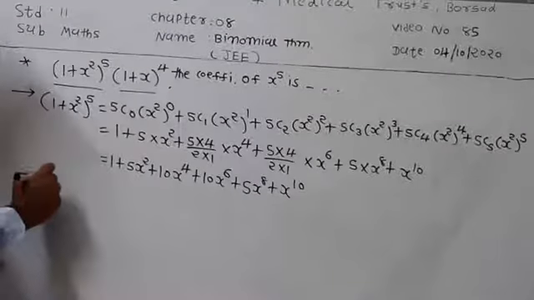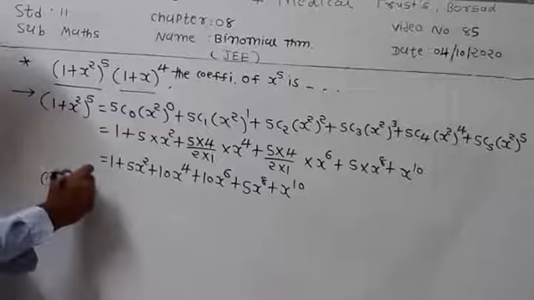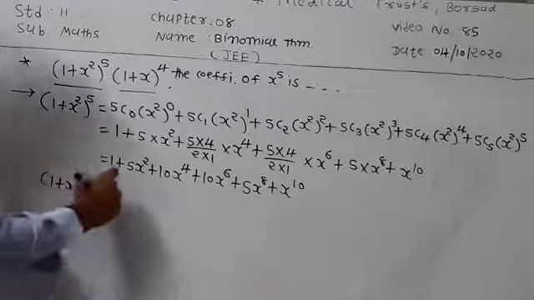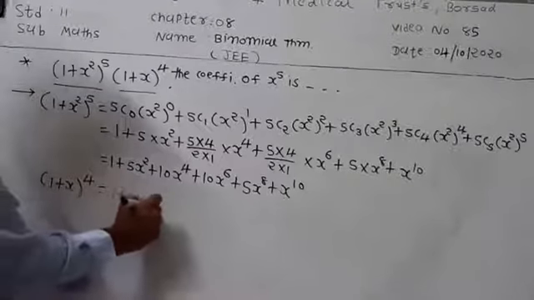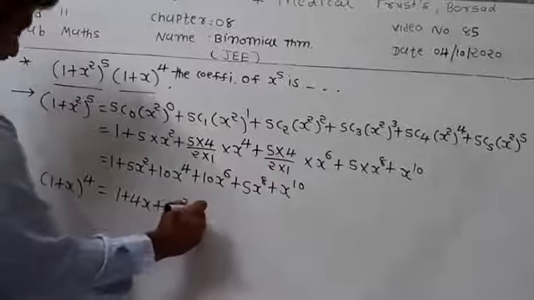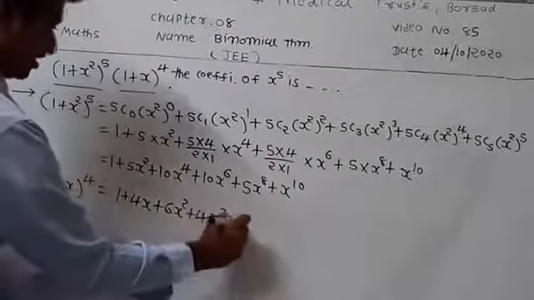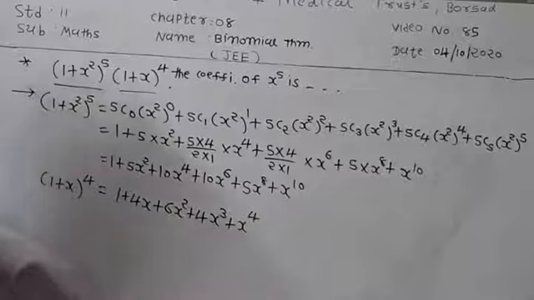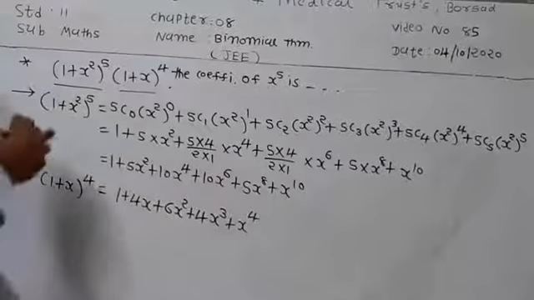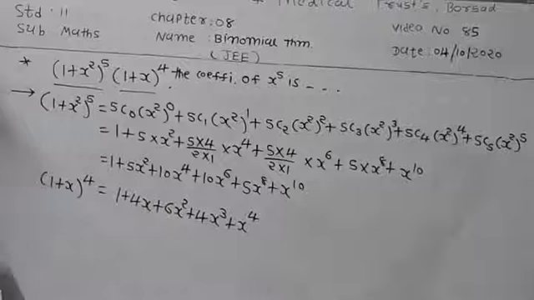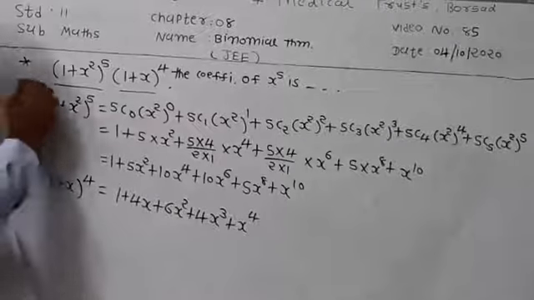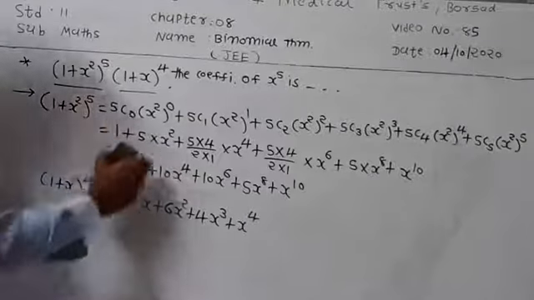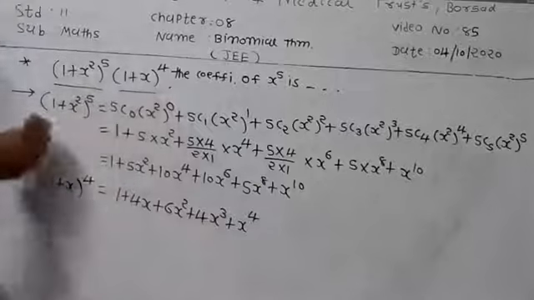Now in the other form, (1 plus x) raised to 4, apply the same method in the same way and simplify this term. So here we get 1 plus 4x plus 6x square plus 4x cube plus x raised to 4. Now our question is to find the coefficient in (1 plus x square) raised to 5 times (1 plus x) raised to 4. So in place of (1 plus x square) raised to 5 write this term, and in place of (1 plus x) raised to 4 write this term.